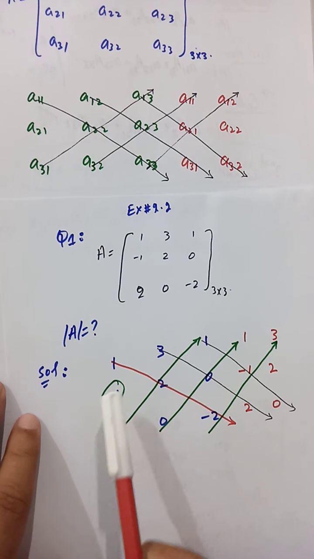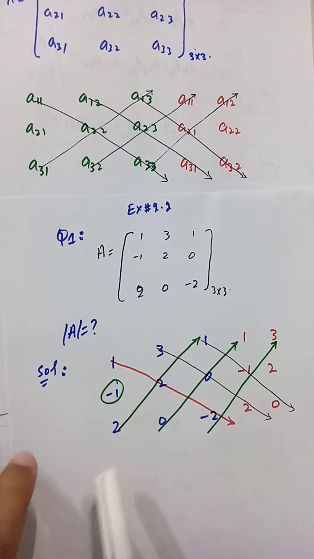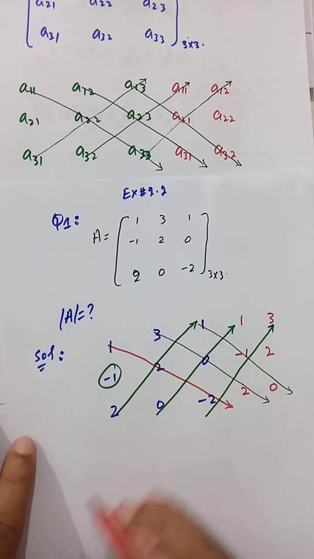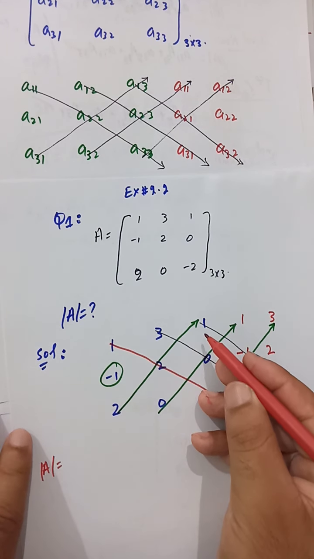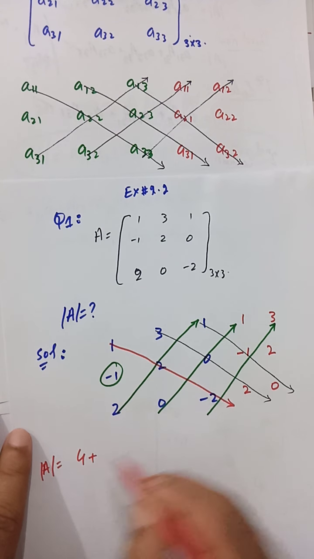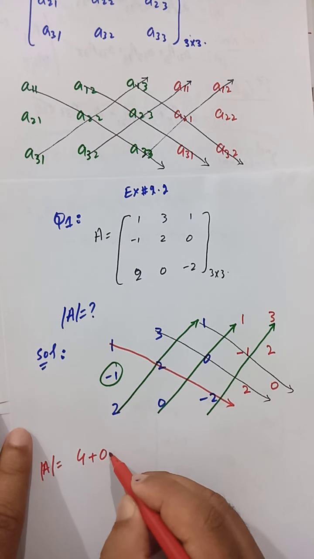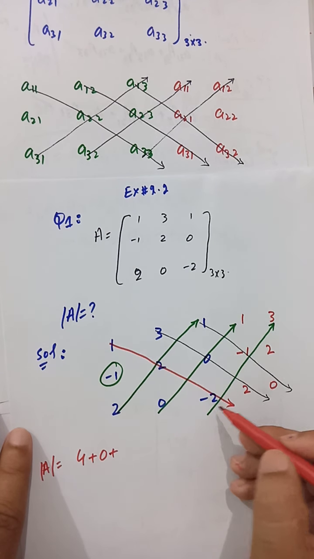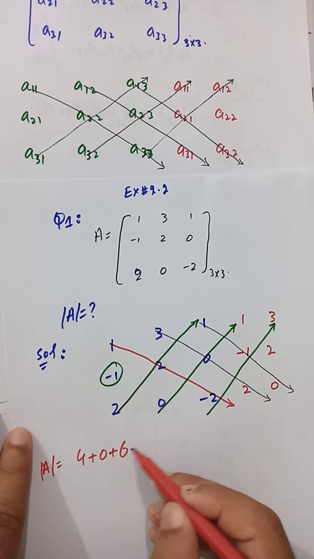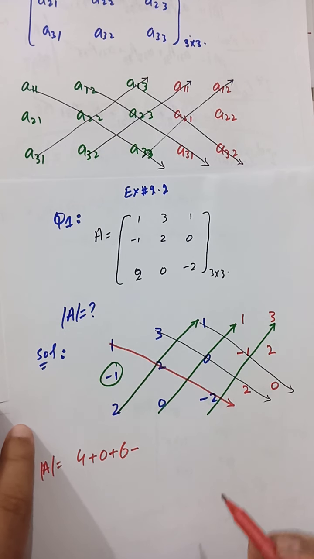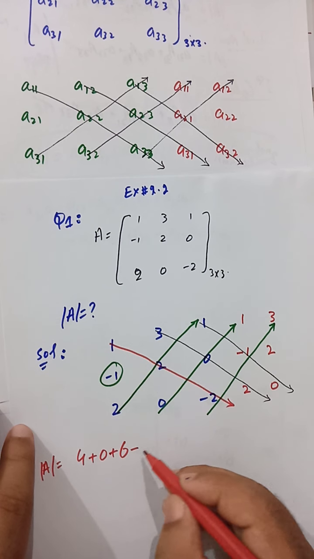So multiply the up-headed arrows' elements. The determinant of A will be equal to, up-headed, 2 multiplied by 2 multiplied by 1, so you will get 4, plus 0 multiplied by 0, 0 multiplied by 1, you will get 0. Plus minus 2 multiplied by plus 1, so you will get minus 2, multiplied by 3, you will get 6. Then you will put minus for the down-headed arrows. So 1 multiplied by 2, so 2 multiplied by minus 2, you will get minus 4.